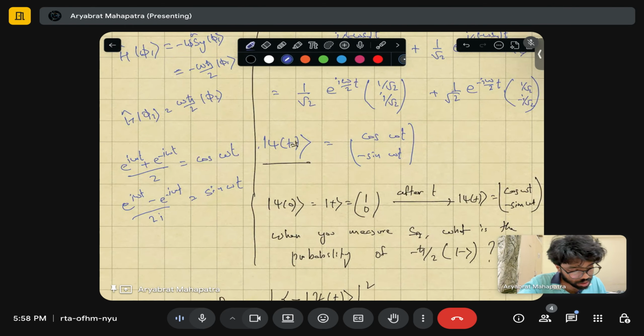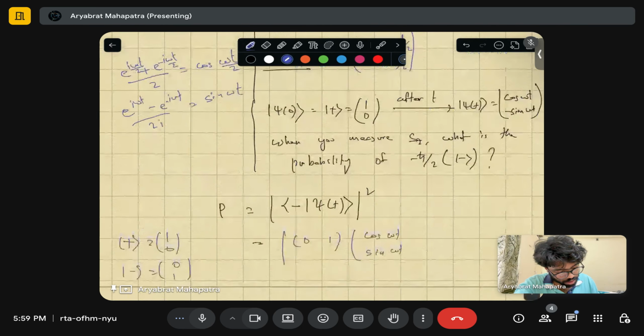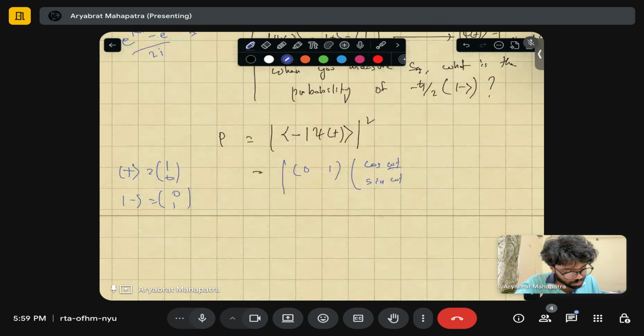I think, yeah, right. So here it will be by 2. I have missed the by 2. So if this is by 2, then this will be by 2. Right. So by 2. If you calculate this, you will get sin squared omega t by 2.